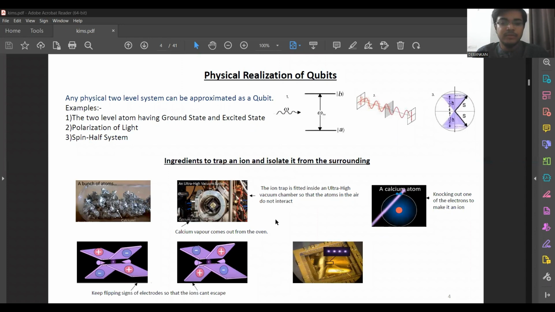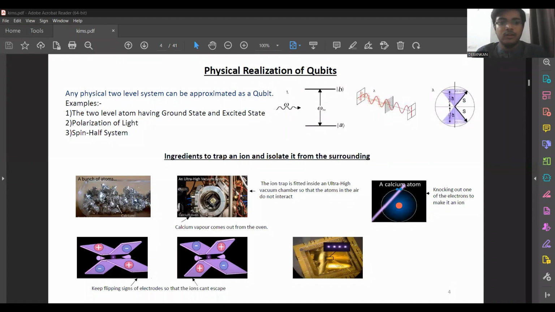So I will be briefly discussing how we can trap an ion and use it as a qubit. For trapping an ion, what we need is a bunch of calcium atoms. The reason for choosing calcium atoms is that calcium has 20 electrons, of which 2 electrons are in the valence shell, and we can kick out one of the electrons by using a laser. Now, once I kick out one of the electrons, it becomes an ion, a positively charged ion.